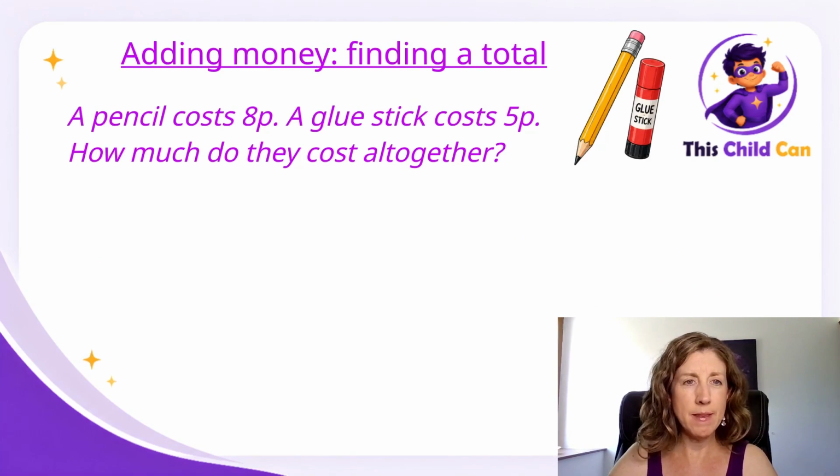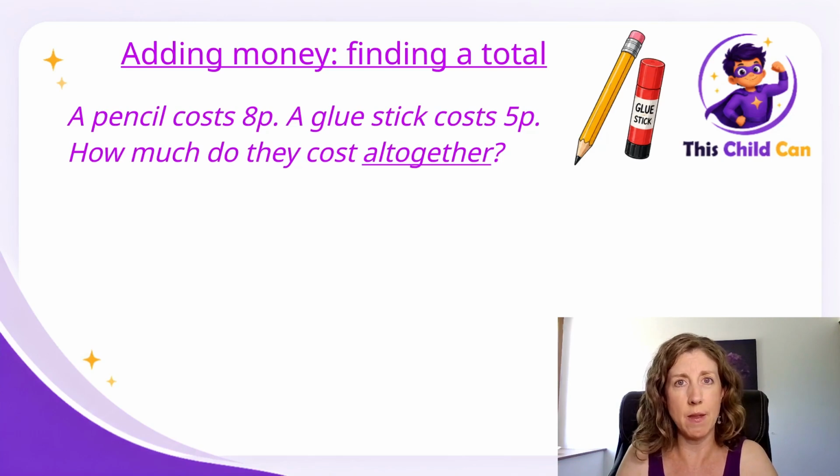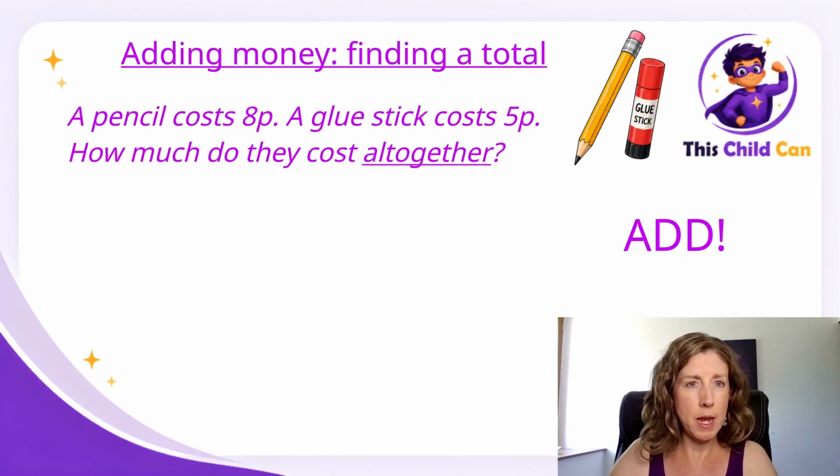Here we have a pencil costs 8p, a glue stick costs 5p. How much do they cost altogether? The key word here is altogether, so we underline that, keep it clear. Now we ask, what's happening in this money story? Well, altogether suggests that we need to put two prices together, which means we are going to need to add. So 8p plus 5p equals 13p.